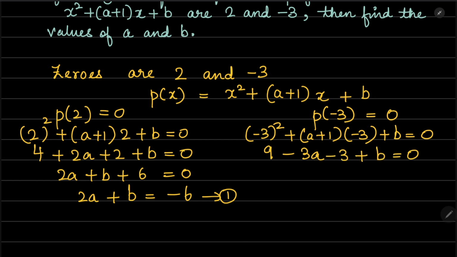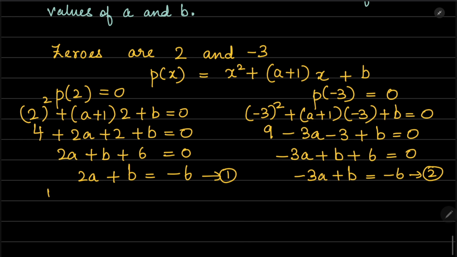Now here's what you have to be careful. A multiplied by minus 3 is minus 3a, plus 1 multiplied by minus 3 is minus 3. So be very careful with the signs. What do you get? Minus 3a plus b plus 9 minus 3 is 6 equal to 0. So minus 3a plus b equal to minus 6. So this is equation 2.